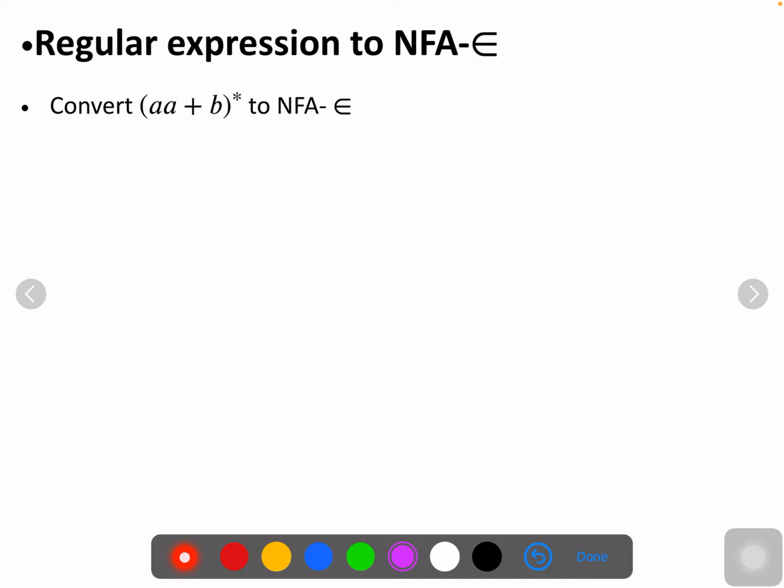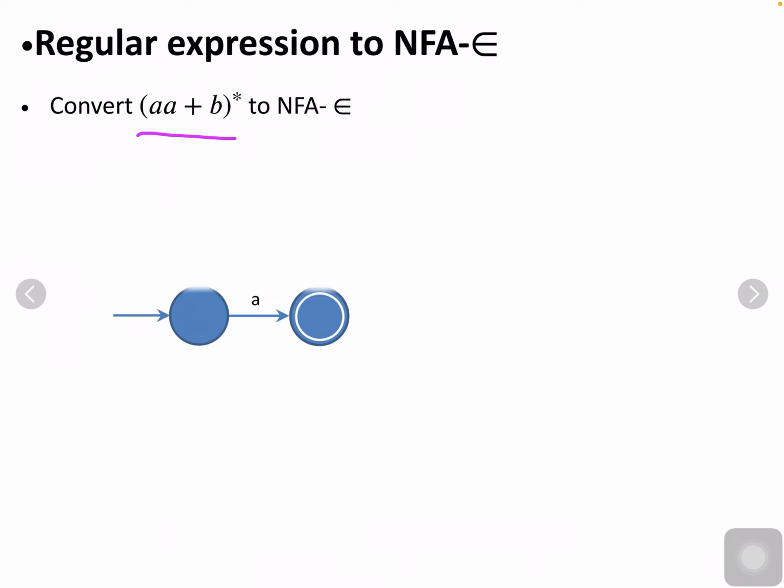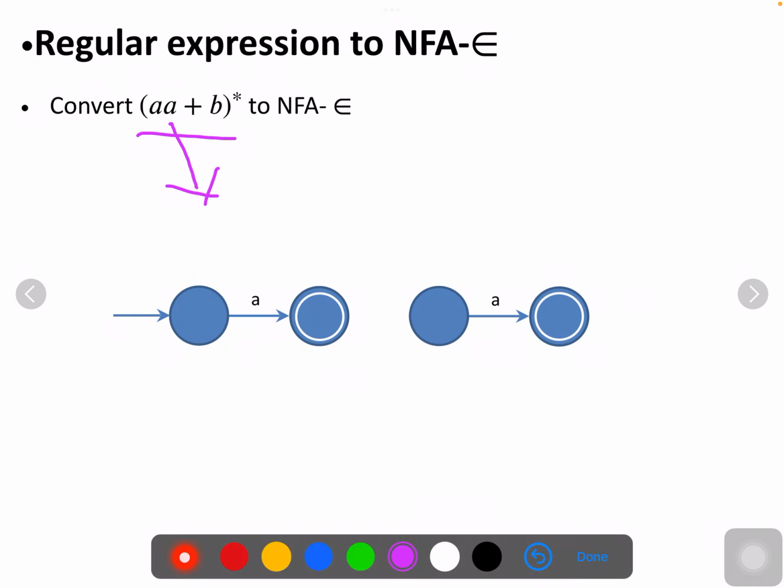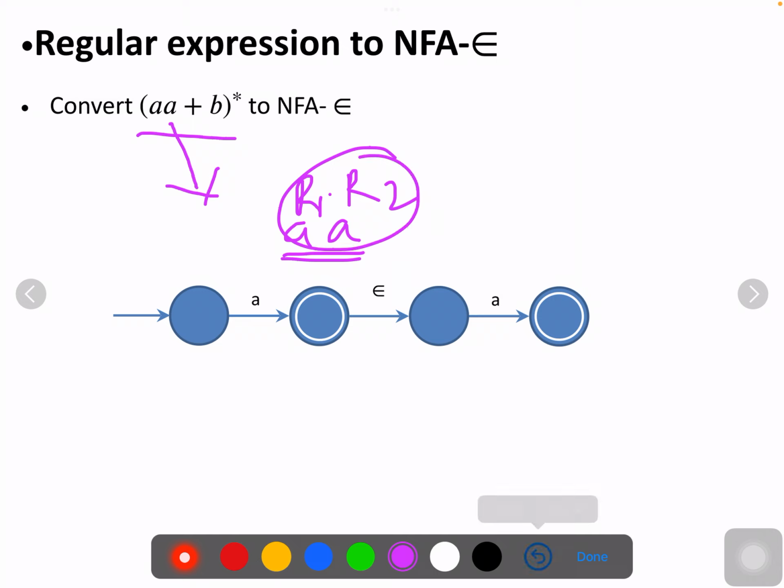So let us see one more example, regular expression to NFA with epsilon. Convert a plus ab star, that means aa or b star, to NFA. How do you do that? First you take the aa. I'll do that, aa. I am joining with concatenation in between. I am joining with this. This is case number 2. I'm taking aa for this. This is R1 dot R2. Okay. I have taken this much.